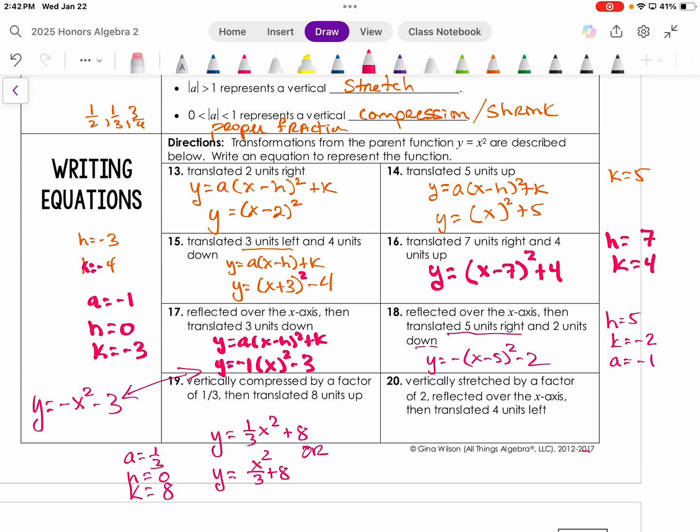Okay. And then the last one we'll practice together. Vertically stretched up by a factor of 2. So that tells me my a is 2. Reflected over the x-axis, so a also has to be negative. So that means that a is now technically a negative 2, so I'm going to get rid of that first thing. And then translated left 4, so h is equal to negative 4. They don't mention a k, so k has to be 0 for part of the vertex. So y equals negative 2 parenthesis x plus 4 quantity squared. And that's my final answer there.